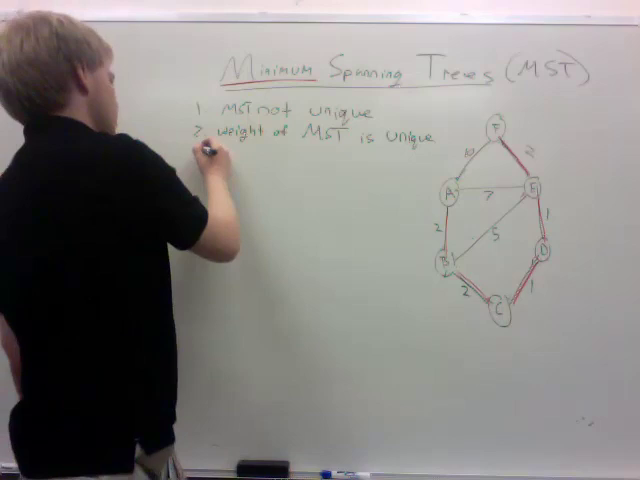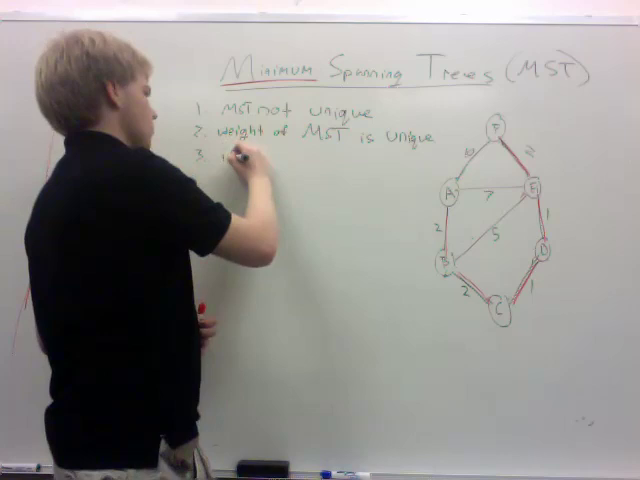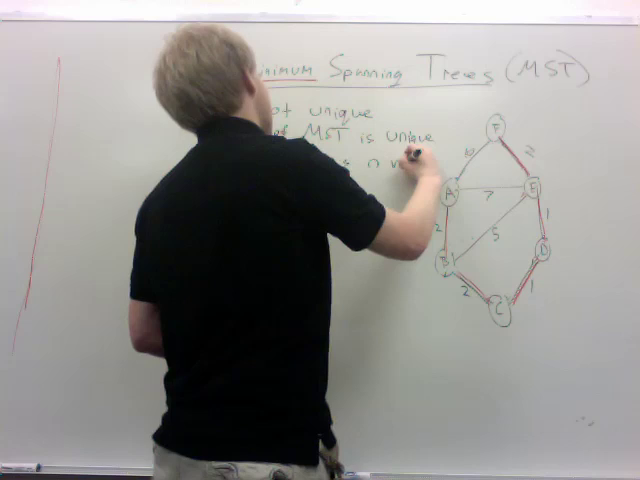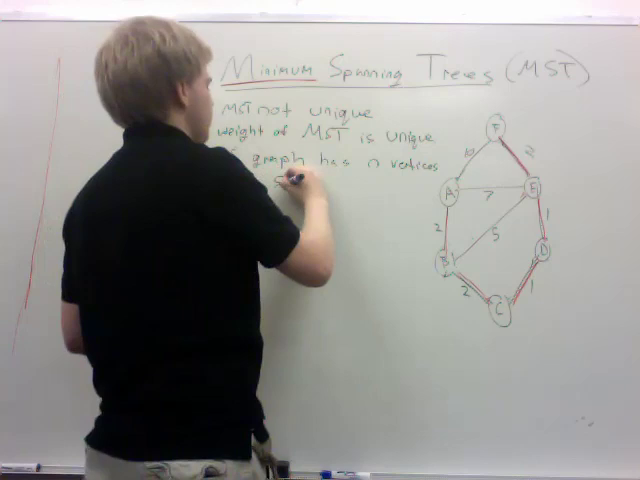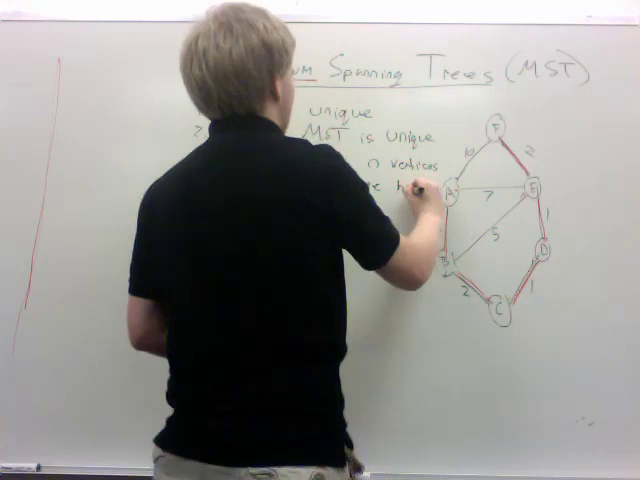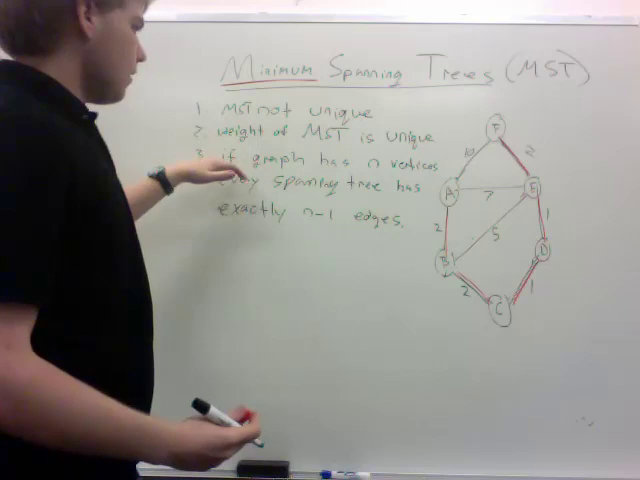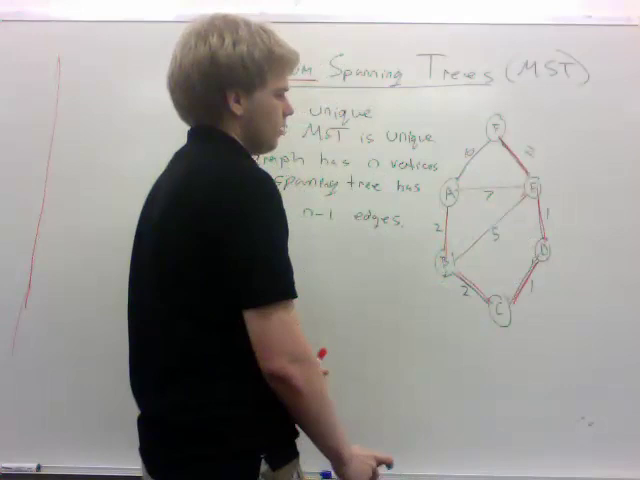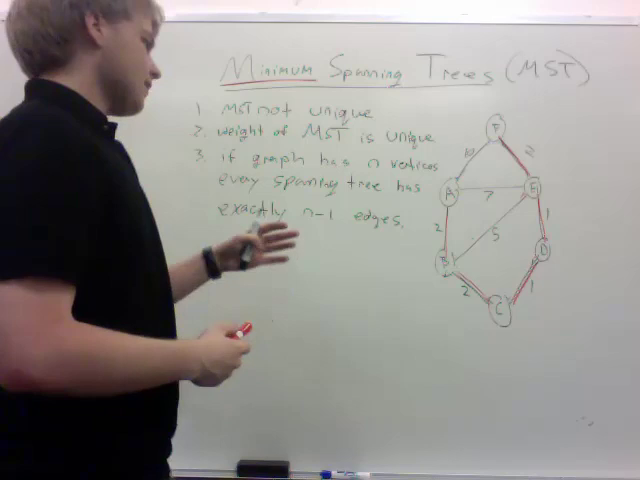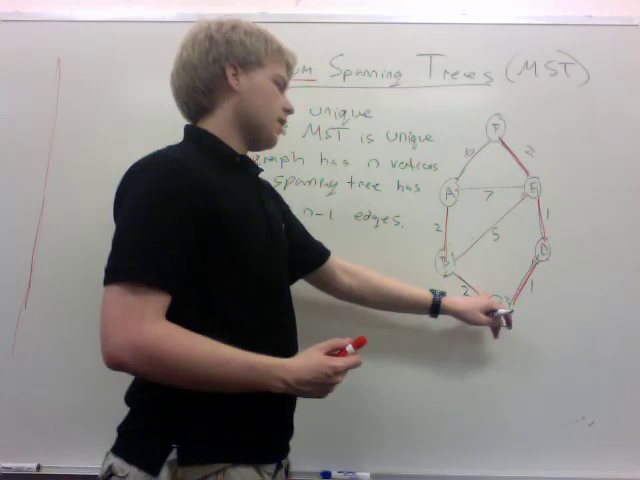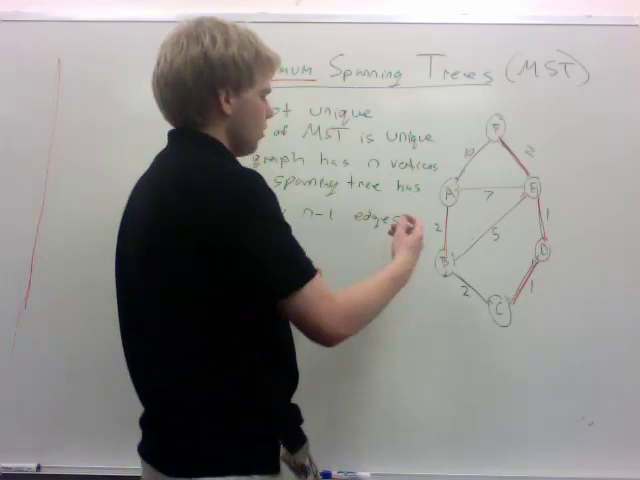So then another thing, if your graph has n vertices, every spanning tree has exactly n minus 1 edges. Right, so here you can see we have 1, 2, 3, 4, 5, 6 vertices. We have 1, 2, 3, 4, 5 edges in our spanning tree. It has to have exactly n minus 1, because if we left out an edge, our minimum spanning tree wouldn't be connected. It would no longer be a tree. It would be a disconnected graph. Or it wouldn't cover all of the vertices.